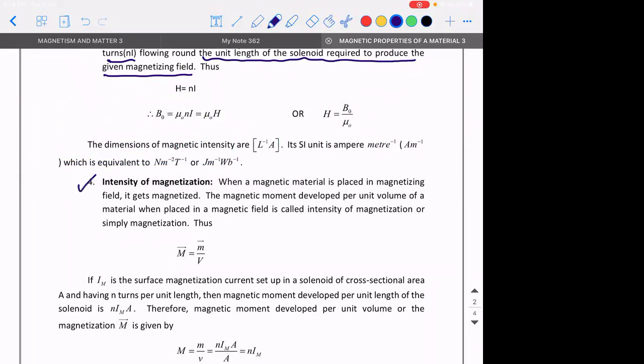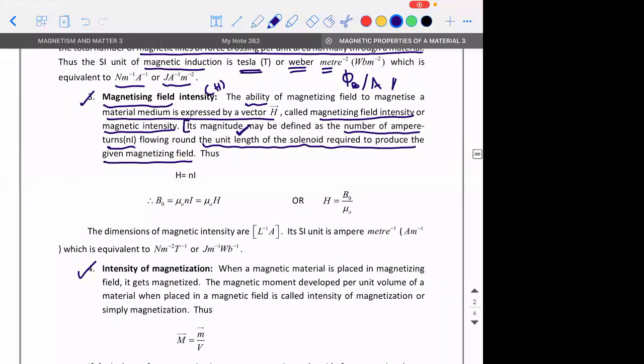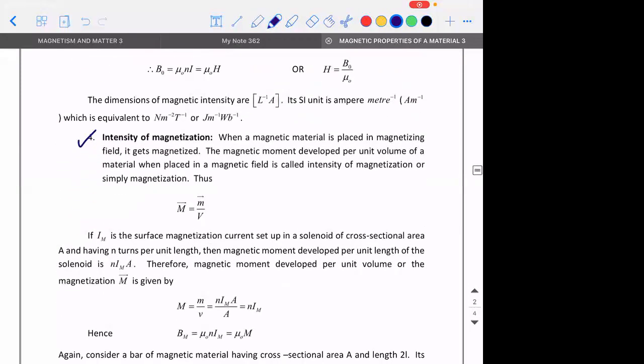Moving on to the next concept. The next one is called intensity of magnetization. So the previous one was magnetizing field intensity. Now we are saying intensity of magnetization. What do they mean by that? Are they both the same or different? What do you think is going to be the answer? Here, we need to take this concept into consideration.